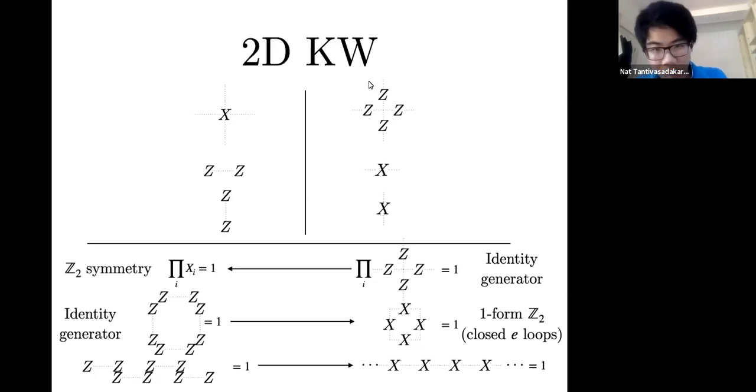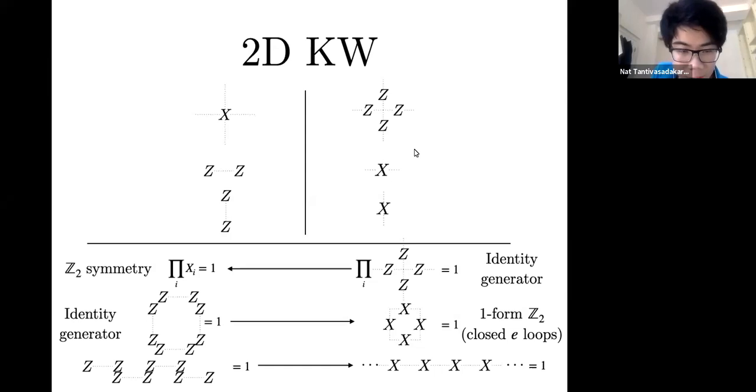Now actually this model on the right here is also a generalized Ising model. Your Ising term now is this 4-body Z. And it turns out that such a model with this Hamiltonian has higher form symmetry, and in particular a 1-form symmetry. So how do you see that?